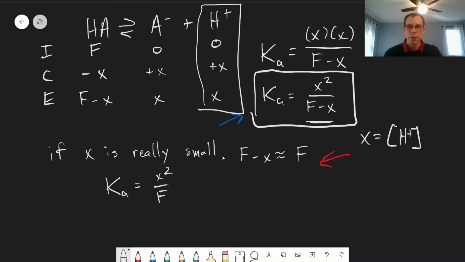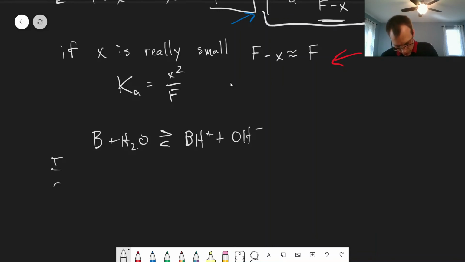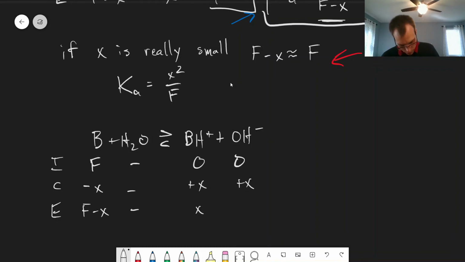Okay, when we're looking at weak bases, we can set up the same thing. So B plus H2O in equilibrium with BH plus OH minus, and set up an ICE table. We're going to have F, 0, 0. We can ignore water for all of this. We'll have a minus X, plus X, plus X. And you can see we get the same sort of expression. The only difference here is now this will be Kb. We'll still have X squared over F minus X.